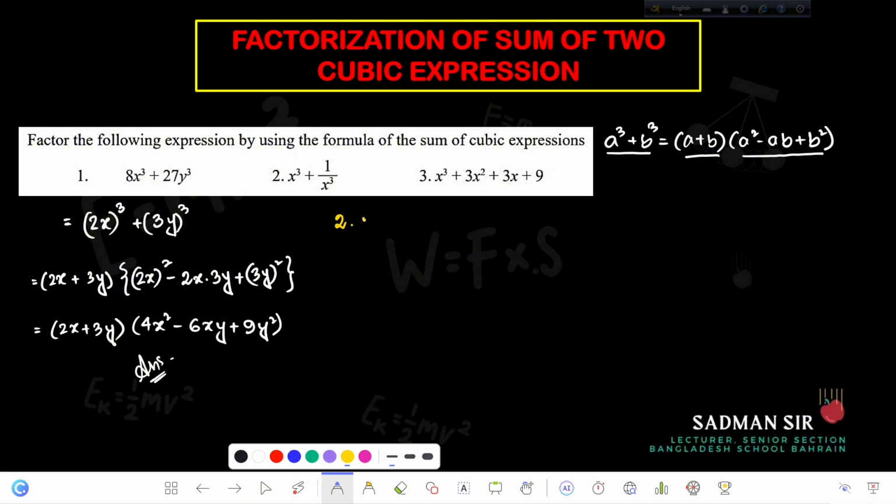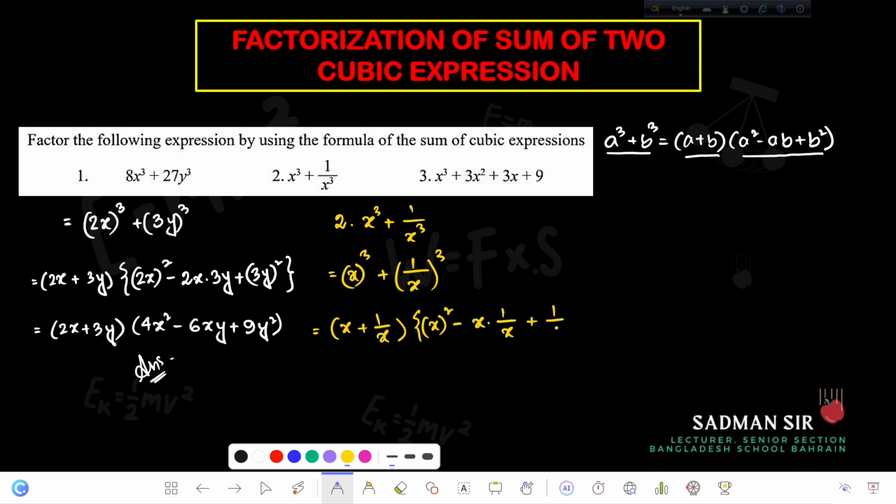So in number 2, you can see the question is given as x cube plus 1 by x cube. So x cube is x whole cube, and 1 by x whole cube, we can write it in this way. Then we have a cube plus b cube in this shape. Again, we will apply the formula, that is a plus b. A is x and b is 1 by x. So a plus b means x plus 1 by x. Then a square minus a into b plus b square.